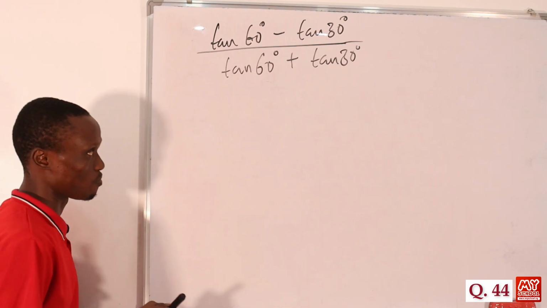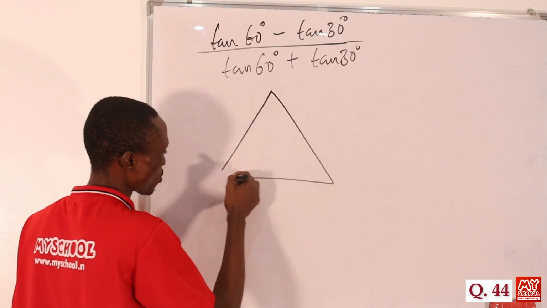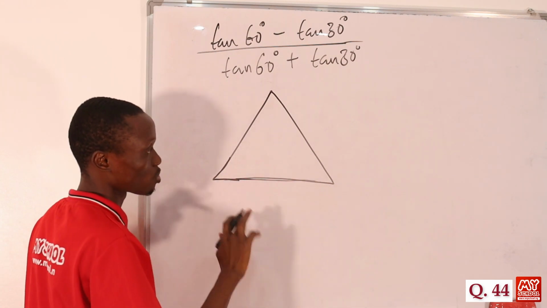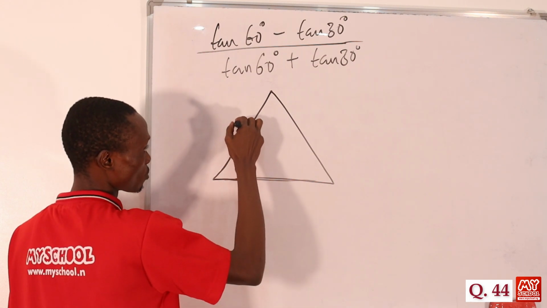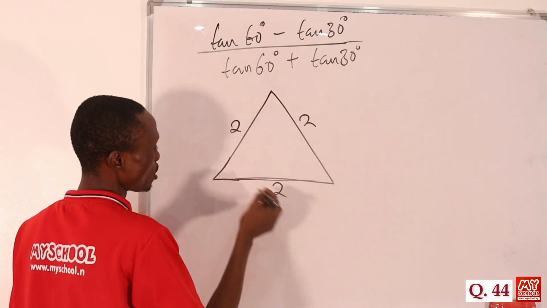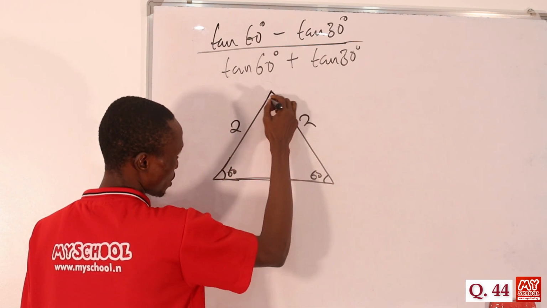So how can we get their values? To get their values, let us draw an equilateral triangle. Of course, in an equilateral triangle all the sides are equal. So in this case, we assume that all the sides are equal to 2 units. So here is 2, this side is 2, and this side is 2, right? Remember that each of the angles is also equal to 60 degrees.